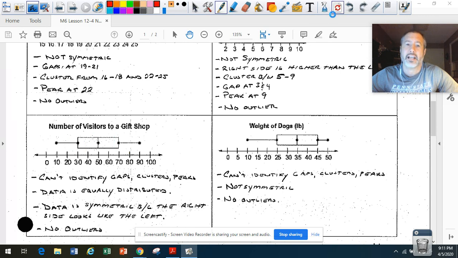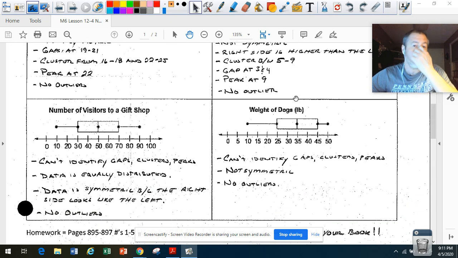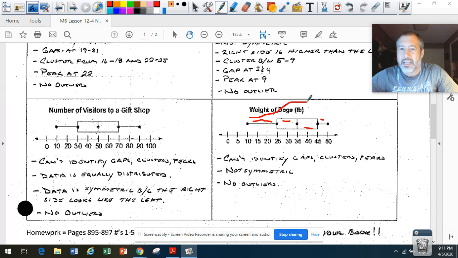If we go over here to the next one, once again, we cannot identify any gaps. We can't identify any clusters or peaks because we don't have the data that we would have in a line plot. It's not symmetric here. As you see, this length over here is much larger than this piece and this piece and this piece. It almost sort of looks like we have a tail and may come up and down, but we're really not sure. So we cannot say if it's skewed right or left. We would just say it's not symmetric. And there's no outliers here. We don't see any of those little stars that we were looking at before. Okay, let's continue on down here.